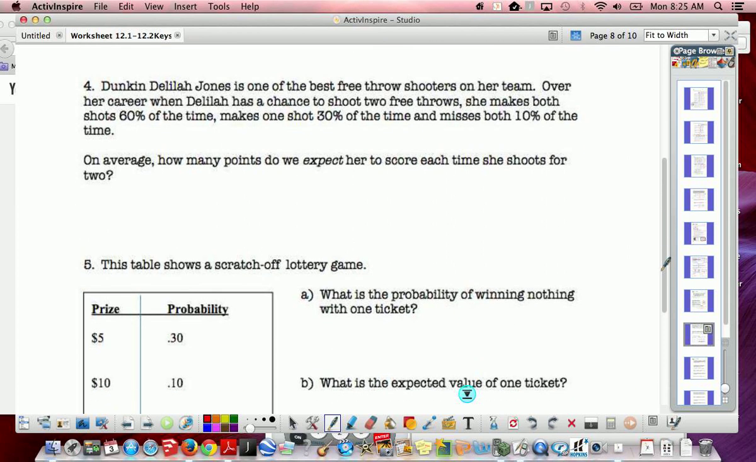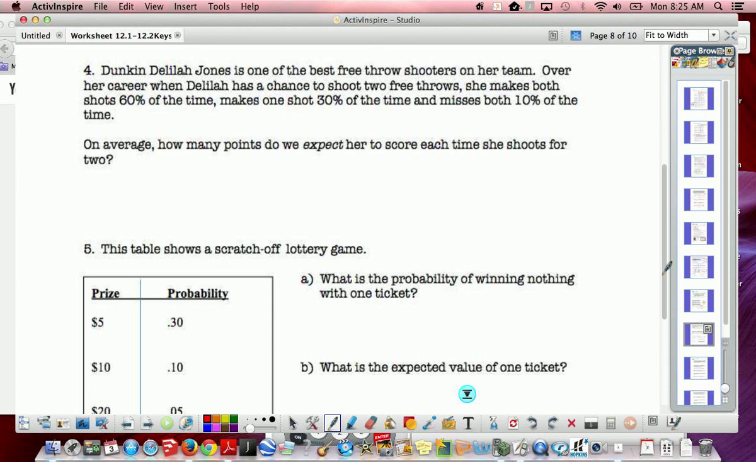Number 4, okay, says Delilah Jones is one of the best free throw shooters on her team. Over her career, when Delilah has a chance to shoot 2 free throws, she makes both shots 60% of the time. She makes one shot 30% of the time and misses both 10% of the time. On average, how many points do we expect her to score each time she shoots for 2?